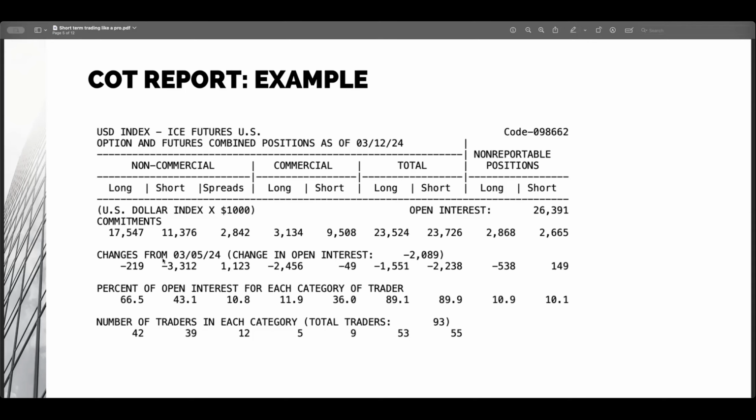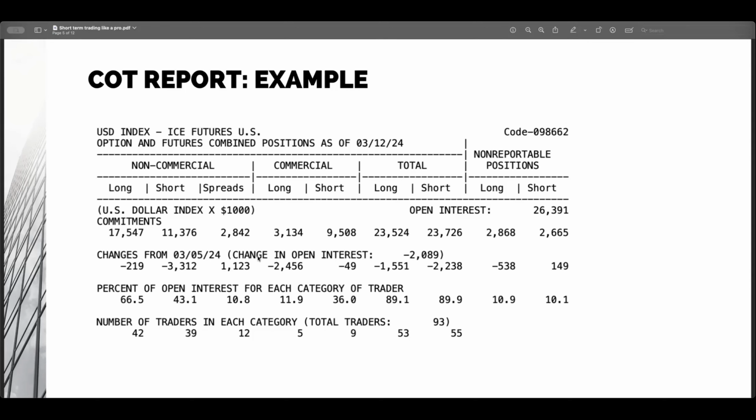Because if you look at the change in the open interest, the non-commercials have opened up more longs than the commercials have closed longs. And at the same time, if you look at the number of traders in each category, we can see that non-commercials have a lot more traders than the commercials. So right now, the non-commercials are running price in the dollar, which is why you will see that this week the dollar has been rallying because of this.